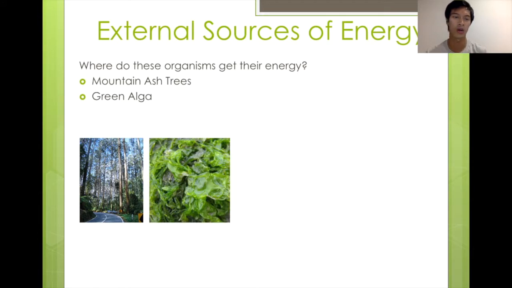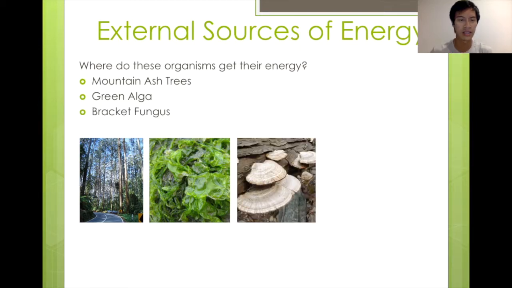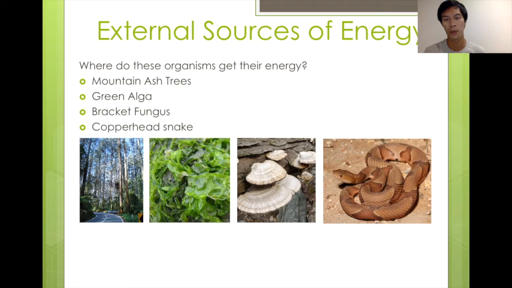Same with a green alga. This is sea lettuce, which you normally see along the coastal intertidal zone all around Victoria. This is the bracket fungus found on trees and logs, often in particularly moist environments. You'll see that fungus grow. And this is the copperhead snake.